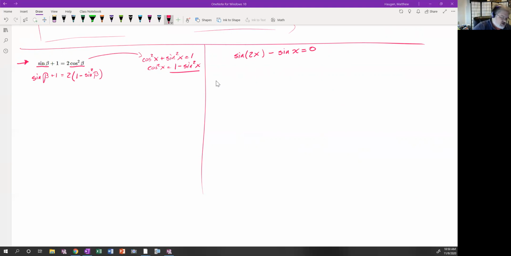And that will allow us to move forward in a nicer way. So then we've got sine of beta plus 1 equals 2 minus 2 sine squared beta. If we're going to try to factor it or handle it like a quadratic, it's good to set equal to 0. So I'm going to move everything over to one side. So add the 2 sine squared beta to one side, leave the plus sine beta on that side, and subtract that 2 from both sides, which means I'm going to have a -1 equals 0.